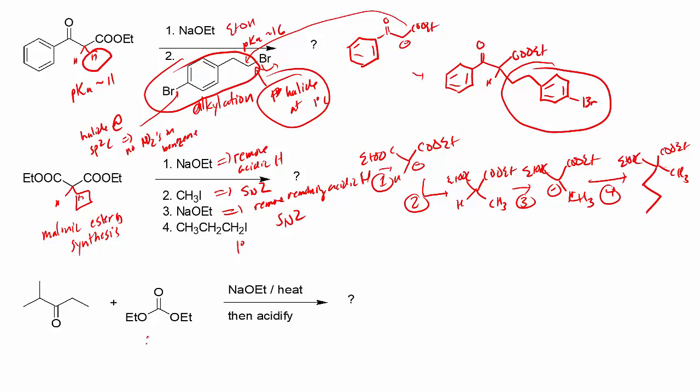Okay, in this one, this is a carbonate ester. It has no alpha hydrogens. We do have two alpha hydrogens here, two alpha hydrogens here. Carbonate ester, because of the double resonance stabilization, tends to be not very reactive as far as esters go, so we're probably going to have to use a large excess.